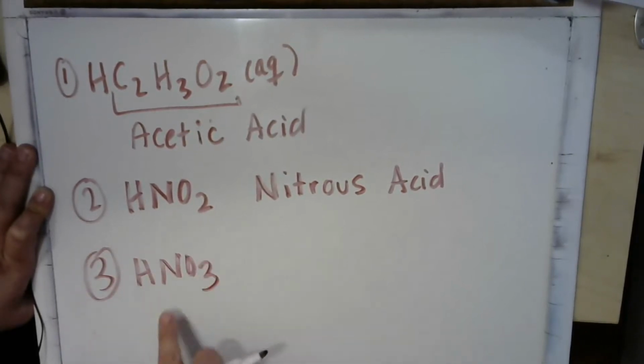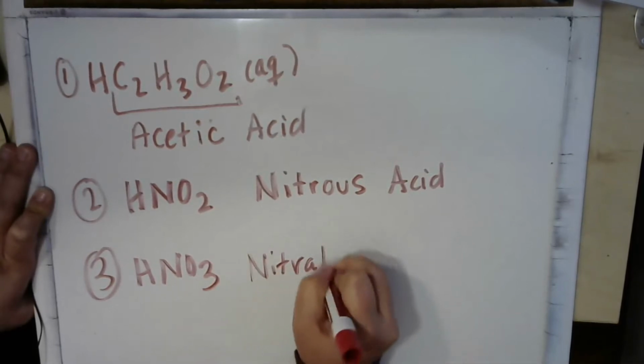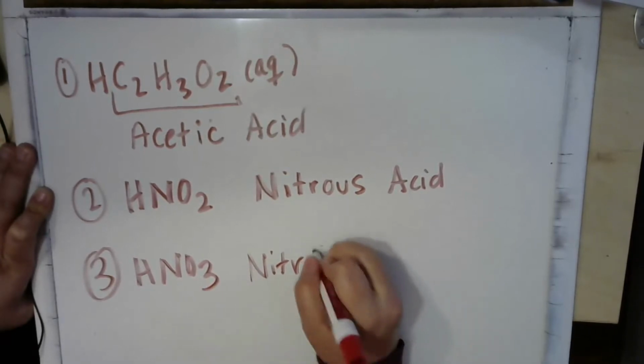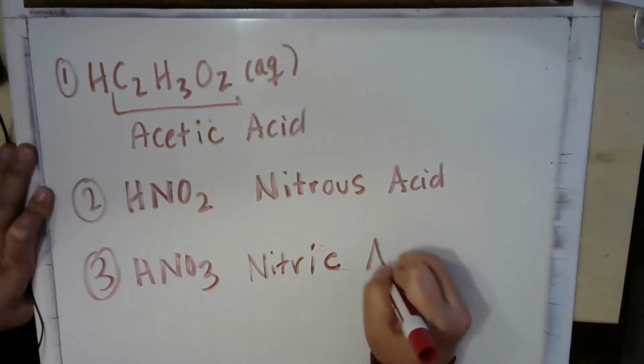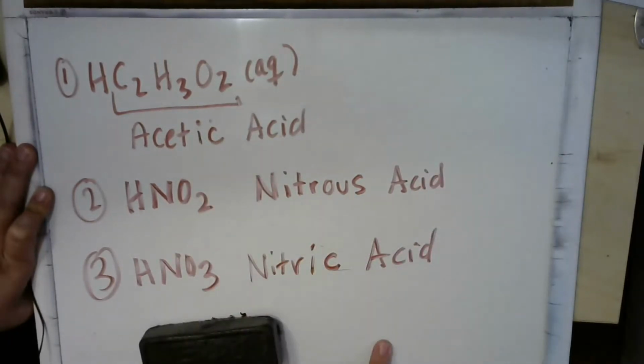HNO3. NO3 minus is the nitrate ion. I'm going to take the ATE ending and erase it and replace it with IC. Nitric acid. Okay? No hydro anywhere because they're all oxyacids and their name comes entirely from the polyatomic ion that makes them up.